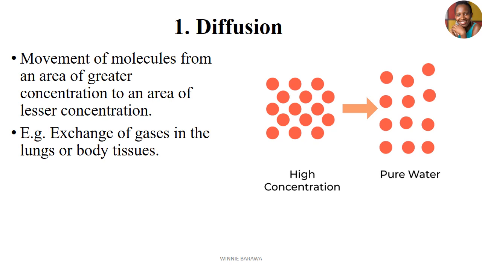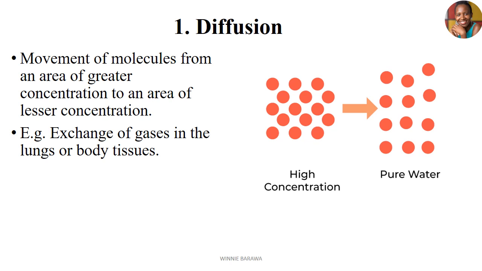By definition, diffusion is the movement of molecules from an area of greater concentration to an area of lesser concentration. In our diagram here, there is a demonstration of high concentration to low concentration. By high concentration, we mean, if it's an aqueous solution, we look at which solution is highly concentrated with substances and which aqueous solution is not.